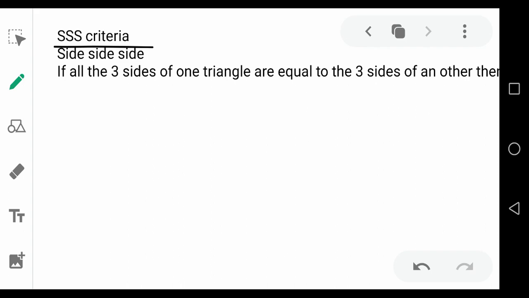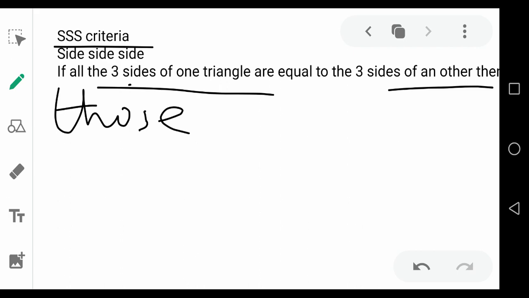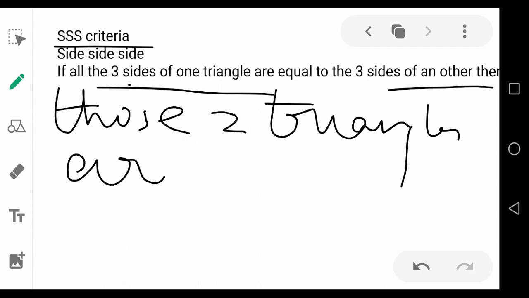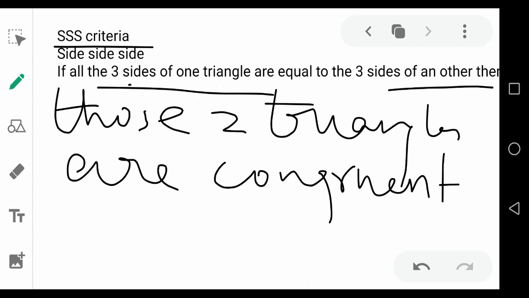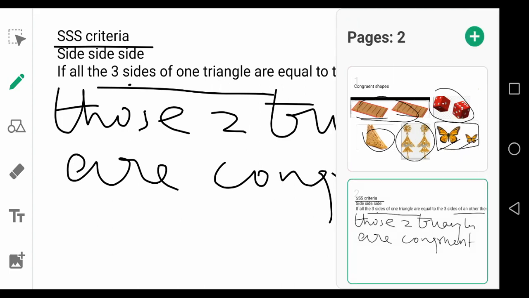You know three sides are there for one triangle, right? So we are going to talk about these three sides. If all the three sides of one triangle are equal to the three sides of another triangle, then we can say that those two triangles are congruent. Understood? I will explain it through one example.